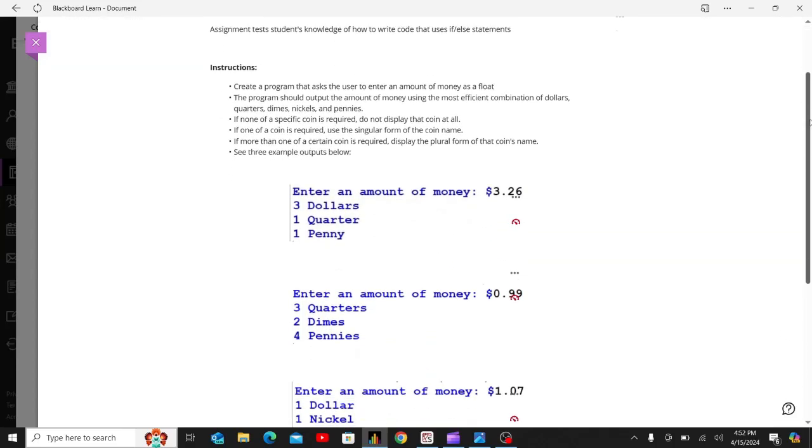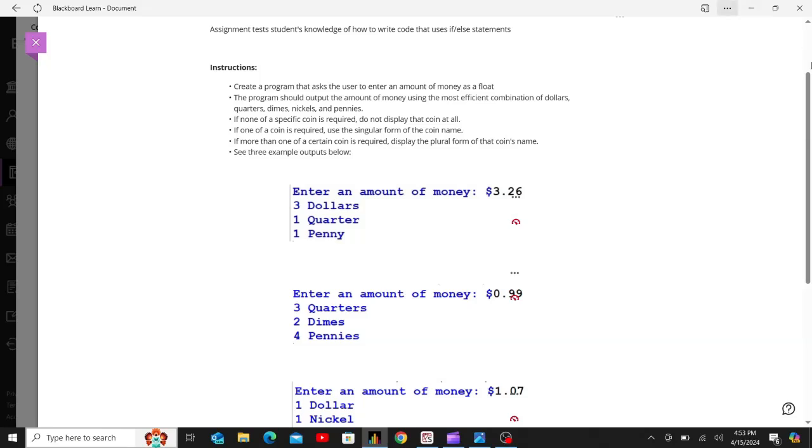We're supposed to create a program that asks the user to enter an amount of money as a float, so a decimal value. The program should output the amount of money using the most efficient combination of dollars, quarters, dimes, nickels, and pennies. If none of a specific coin is required, do not display that coin at all. If one of a coin is required, use the singular form of the coin's name. If more than one of a certain coin is required, display the plural form of that coin's name.